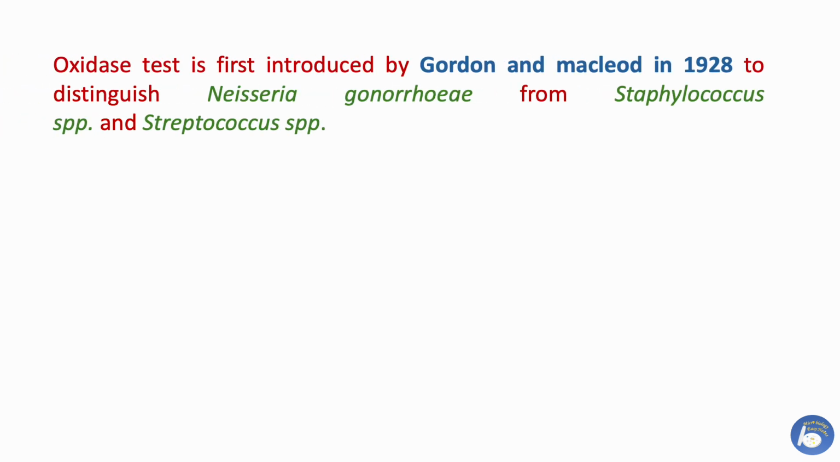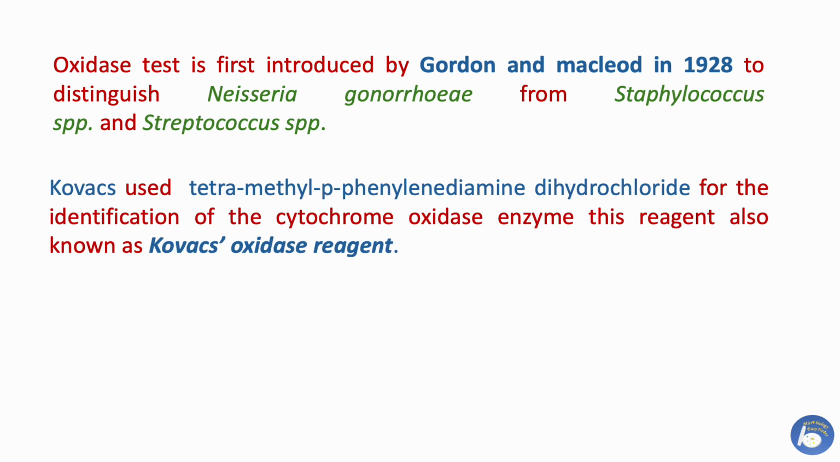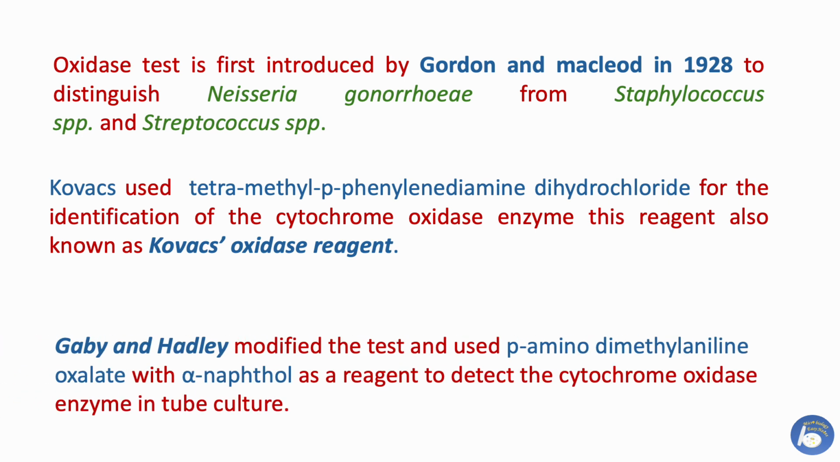Oxidase test was first introduced by Gordon and MacLeod in 1928 to distinguish Neisseria gonorrhoeae from Staphylococcus species and Streptococcus species. Later, Kovacs modified the test and used tetramethylparaphenylenediamine dichloride for the identification of the cytochrome oxidase enzyme. This reagent is also known as Kovacs oxidase reagent. Again, Gaby and Hadley modified the test and used para-aminodimethylaniline oxalate with alpha-naphthol as a reagent to detect the cytochrome oxidase enzyme in tube culture.